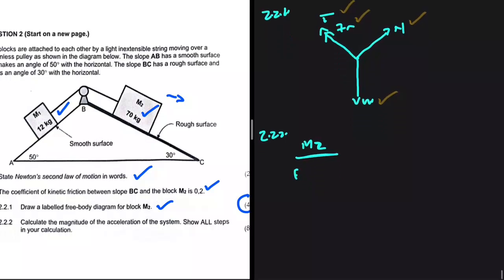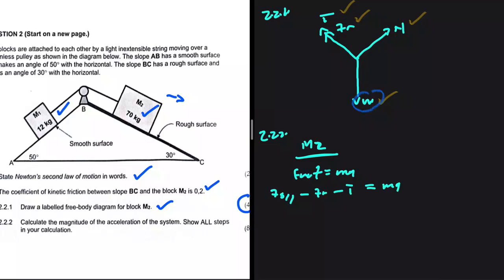So F net is equal to ma. This is how we always start. What do we say now? We say the force pulling the object minus all the forces that are opposing. M2 is sliding down the slope. That is due to the parallel component of the weight. So we have F_g parallel minus the frictional force minus the tension force being equal to ma.